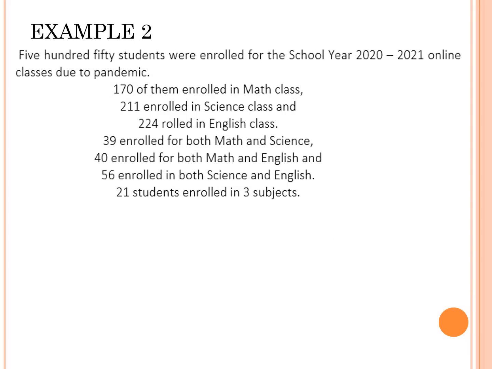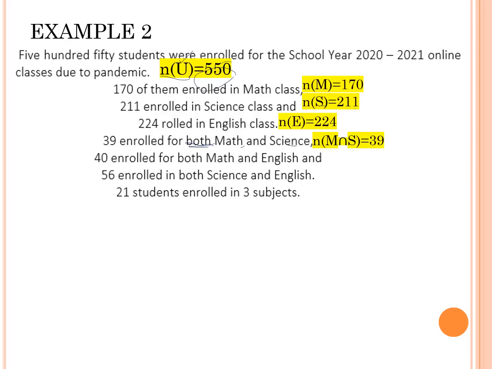It is easier for us to solve this if we represent the numbers given using symbols. The cardinality of set U, which means all of the students involved, is 550, so that is how we will denote it. Next, for the math class, we use n(M) equal to 170. The same for science, we use letter S, so the cardinality of set S is 211. The cardinality of set E for English is 224. And for both, it means the intersection of math and science, so n(M ∩ S) is 39.